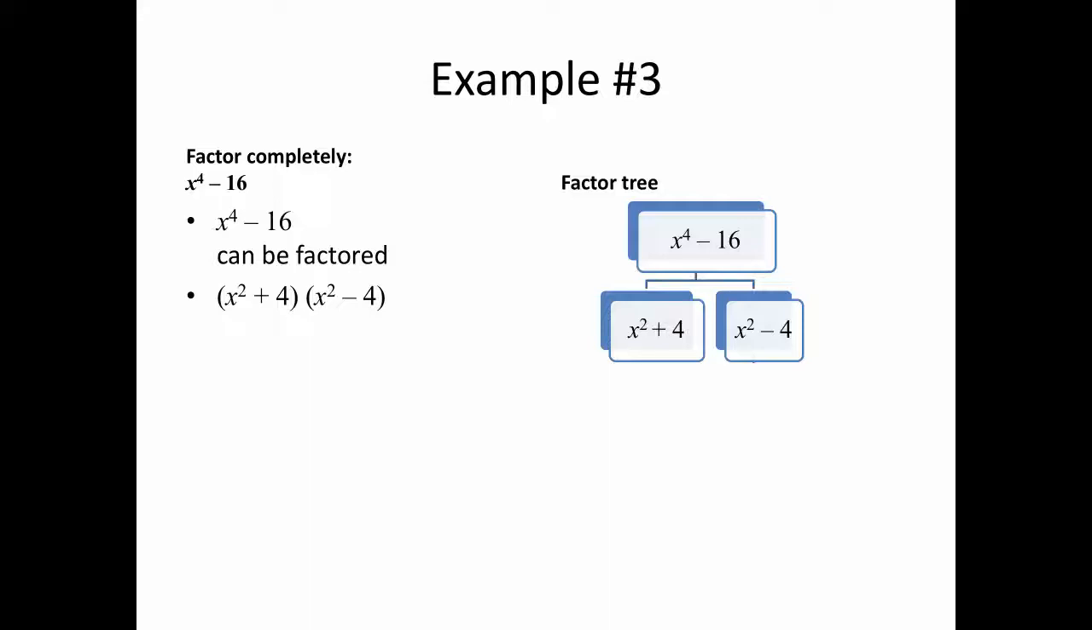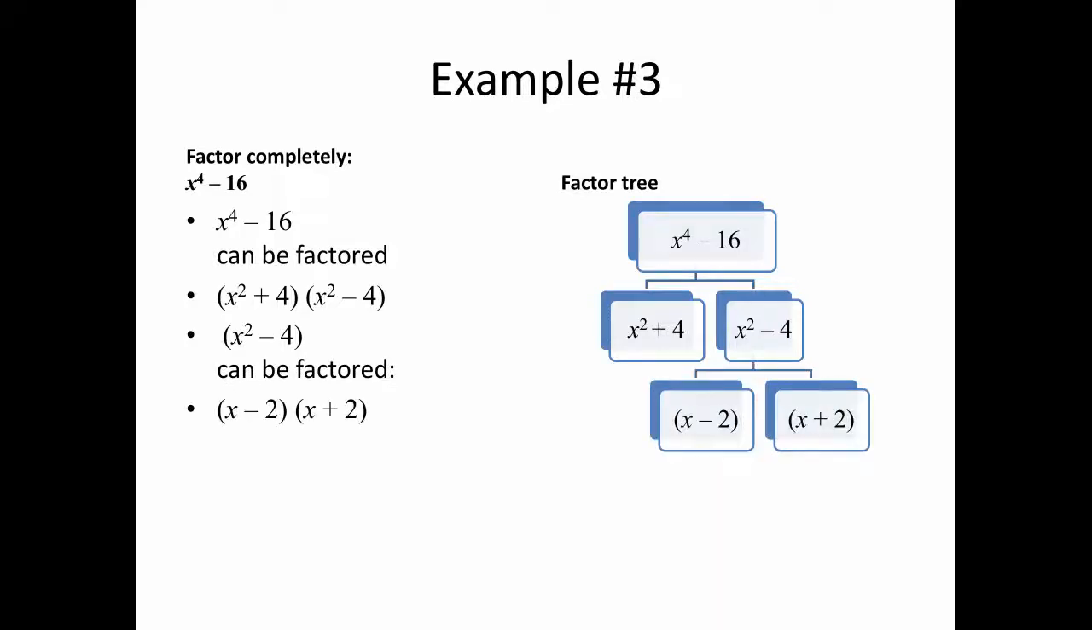It is also a difference of two squares, and it can be factored into x minus 2 times x plus 2. So if asked to factor x to the fourth minus 16 completely, the result would be x squared plus 4 times x minus 2 times x plus 2.